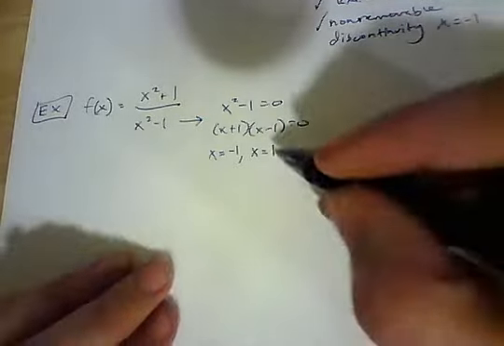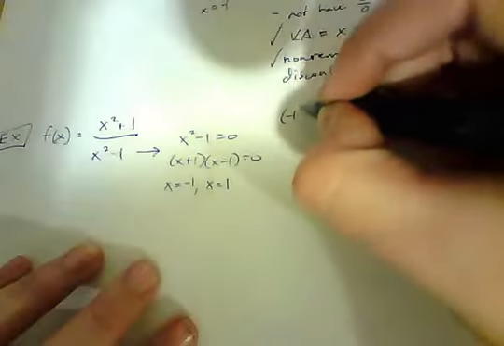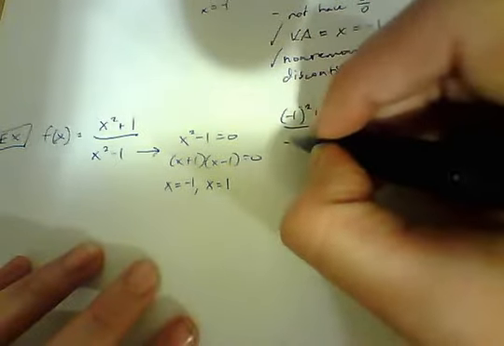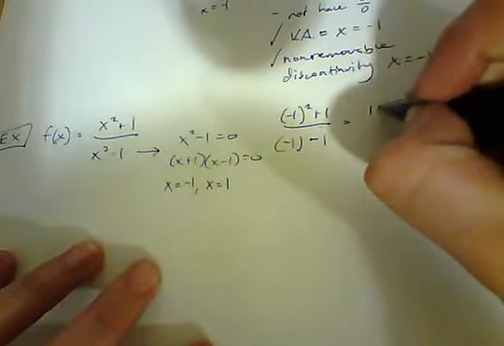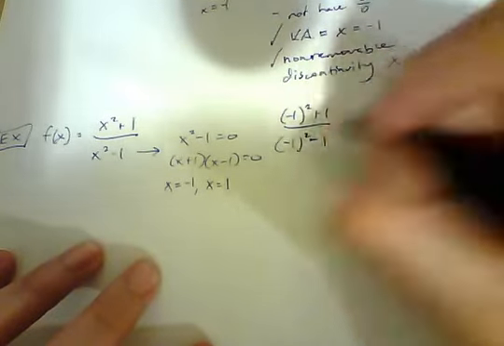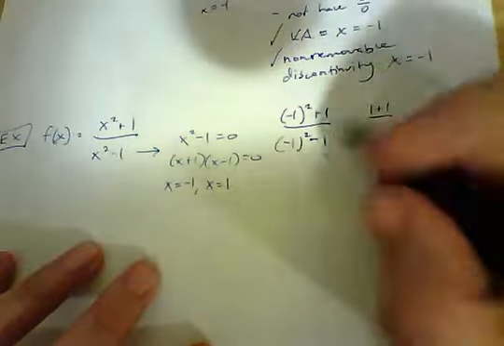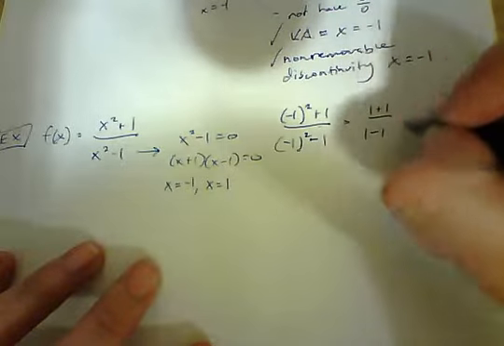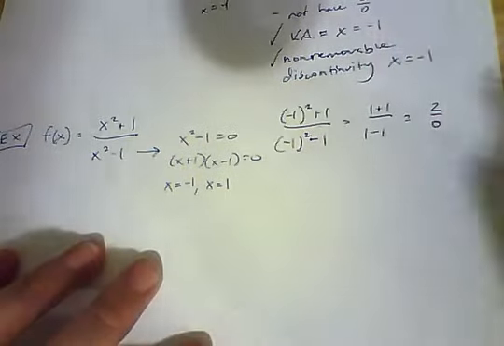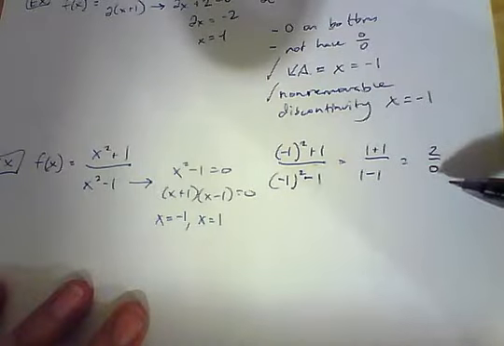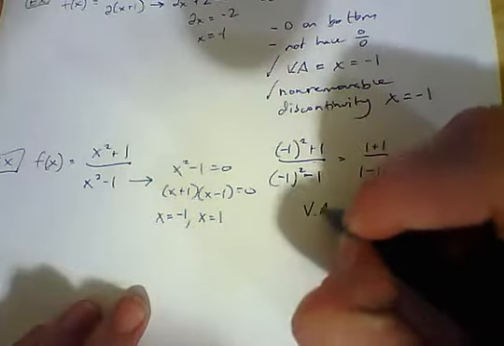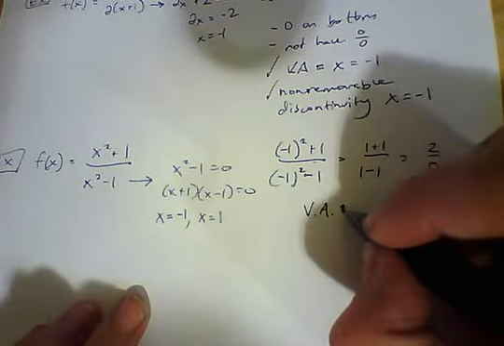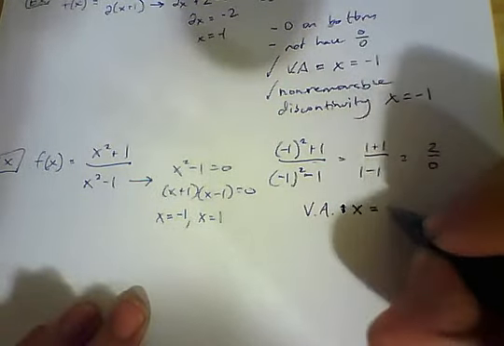And here's what happens if we plug those numbers into our original f of x. For negative 1, I would get 1 plus 1 over, oh, I forgot my squared. Don't forget your squared. (negative 1) squared plus 1 over (negative 1) squared minus 1, which would be 2 over 0. And again, the conditions are met. We have 0 on the bottom. We did not get indeterminate form, so we know for sure we have a VA, vertical asymptote at x equals negative 1.